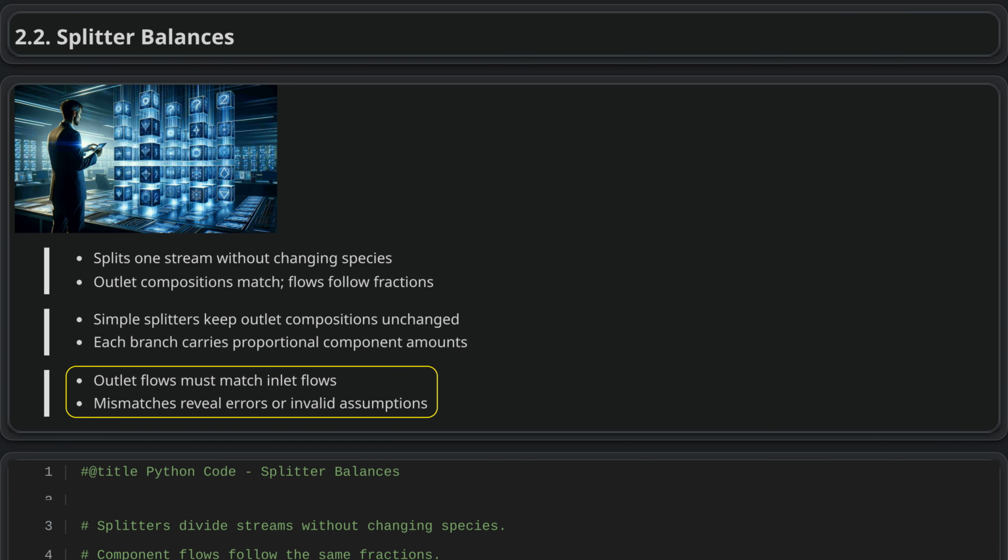Splitter balances check whether process data are consistent by confirming that total and component flows leaving a splitter match what enters, since an ideal splitter does not store material. If the outlets show more material than the inlet can supply, the data or assumptions may be wrong. Common causes include measurement error, poor sampling, leaks, or unintended separation such as solids settling before the split. Good engineering judgment means verifying that the unit is behaving like an ideal splitter and that the input data are reliable.